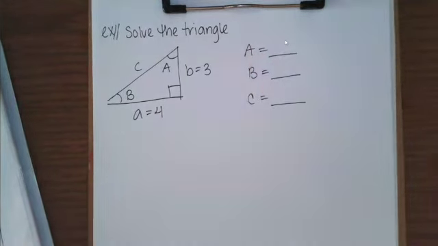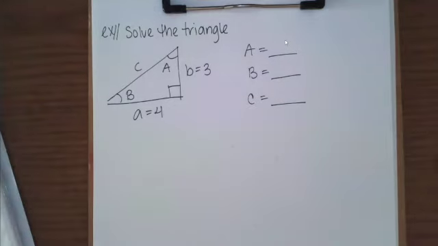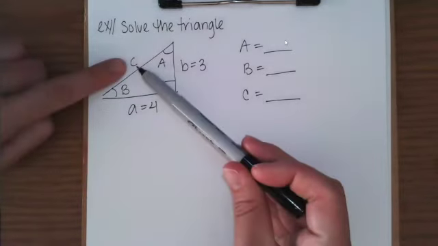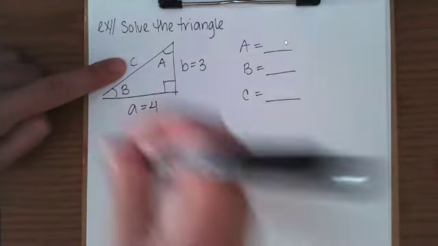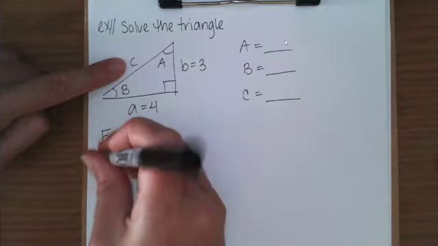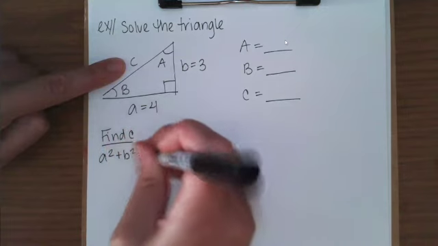Now this one we aren't given any angles at all. The last problem we were given one of the angles. So what we want to do is we can start by finding an angle or finding a side. It doesn't really matter. But here we can use the Pythagorean theorem to find the third side and get that quickly. We know that a squared plus b squared is equal to c squared.